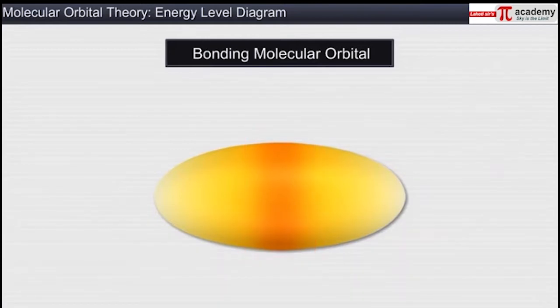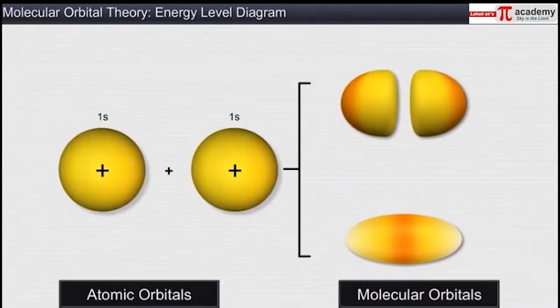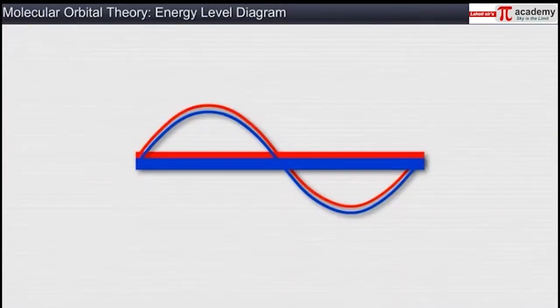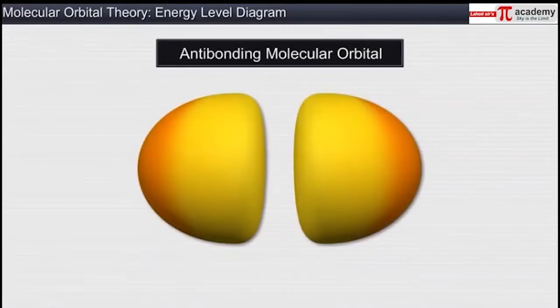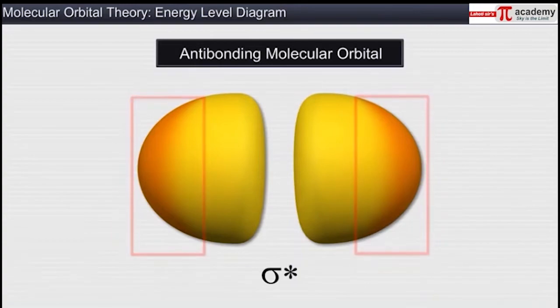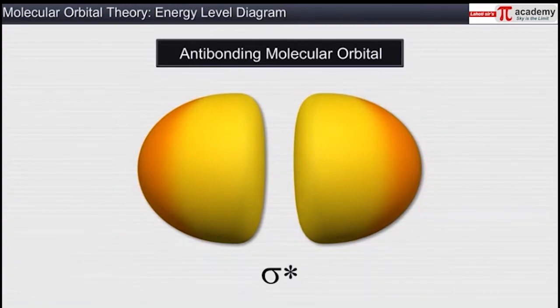This stabilizes the molecule. The molecular orbital formed due to destructive interference is called an anti-bonding or sigma star molecular orbital, as the electrons belonging to it are placed away from the region between the two nuclei. This increases their energy, thus making the molecule less stable.